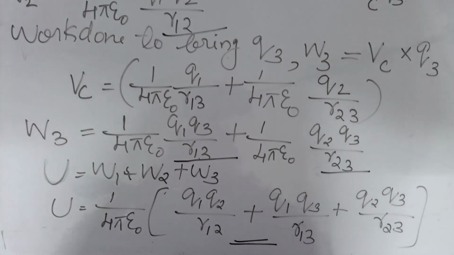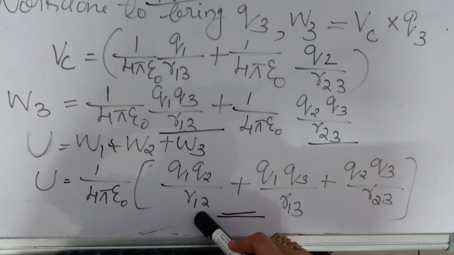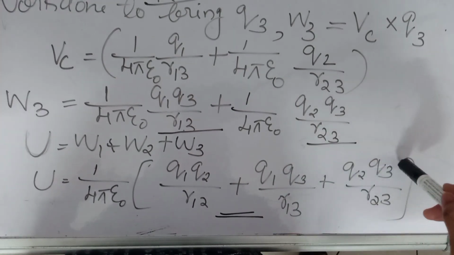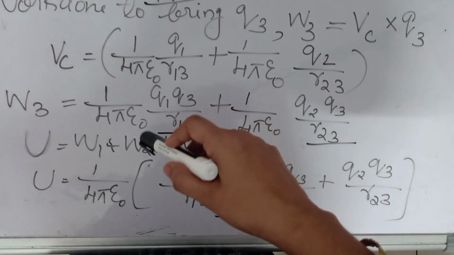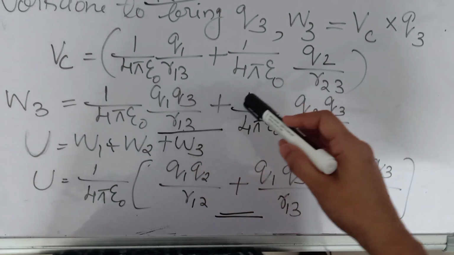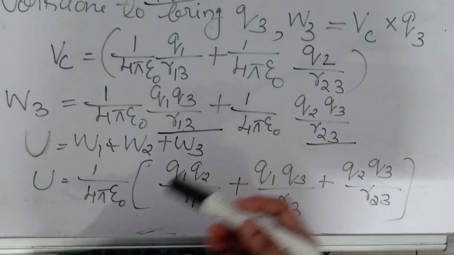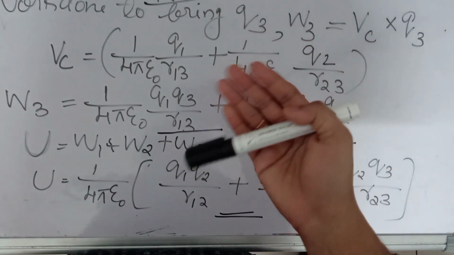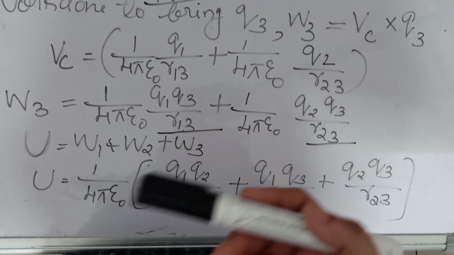So this is the potential energy of a 3 charge system, that is 1 by 4 pi epsilon 0 times q1 q2 by r12 plus q1 q3 by r13 plus q2 q3 by r23. So this is the equation, and in a similar way we can find the total potential energy of a 4 particle or 5 charge system, like that. So for any number of charges, we have to find the work done for bringing all the charges, and we can add it to get the potential energy. Clear? Now hope it is clear to you.